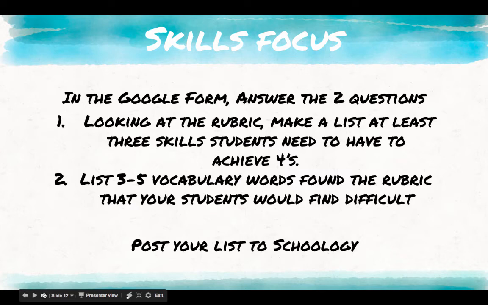For our skill focus section, in the Google form, you're going to be answering 2 questions. Question 1, looking at the rubric, make a list of at least 3 skills students need to have achieved 4s on the rubric. And number 2, list 3 to 5 vocabulary words found on the rubric that your students would find difficult. Post your list to Schoology.